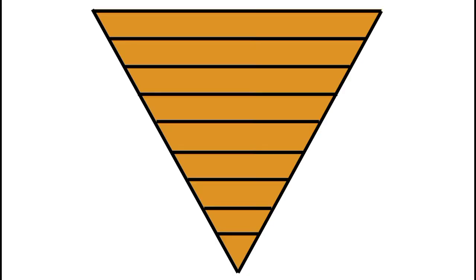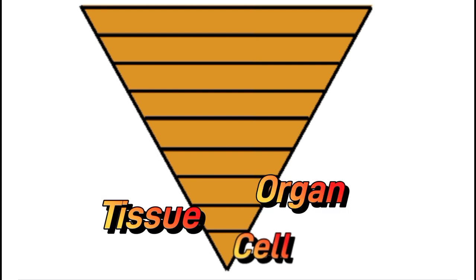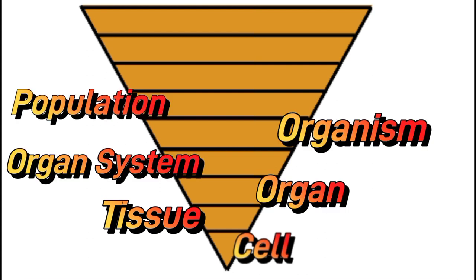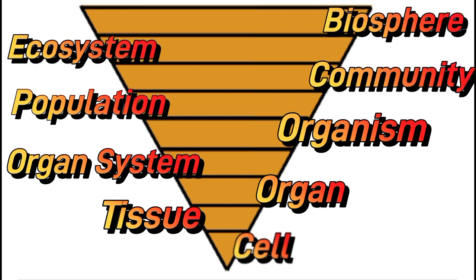This follows a hierarchy or levels in descending order, starting from the lowest to the highest level of biological organization. That includes cell, tissue, organ, organ system, organism, population, community, ecosystem, and the biosphere.